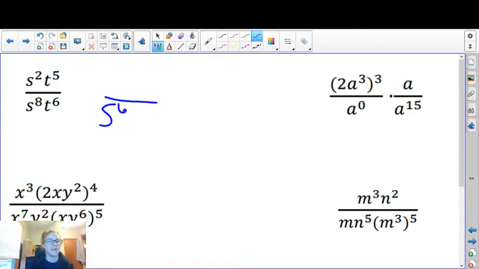5 minus 6 is negative 1, so there's only 1 down there. And then a 1 sits on top. Since I've canceled everything, it's not just 0. We're doing this canceling with division.